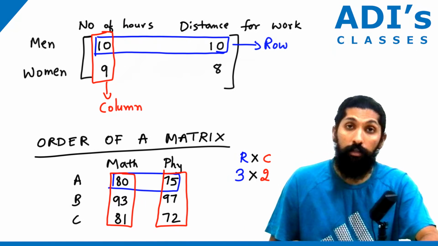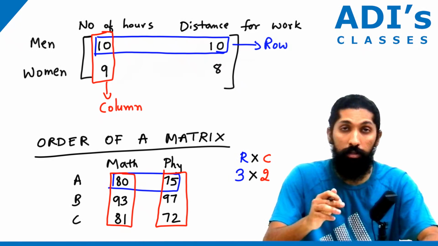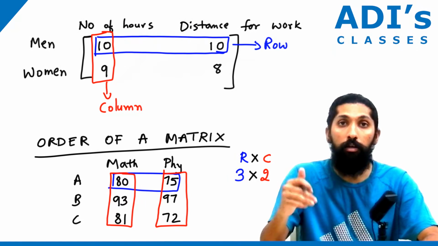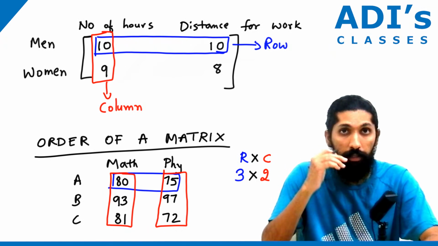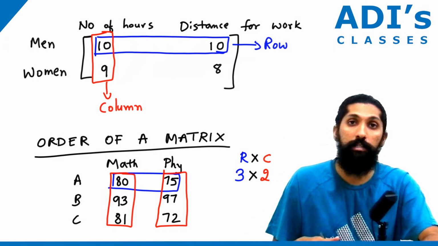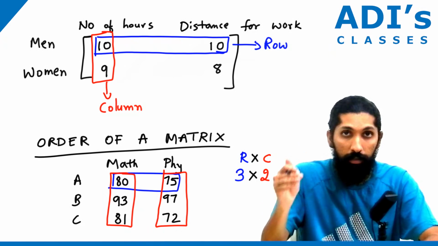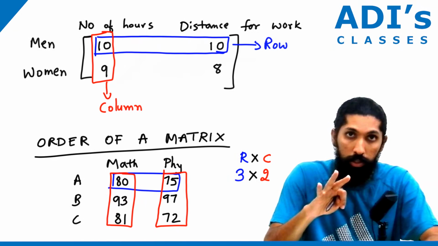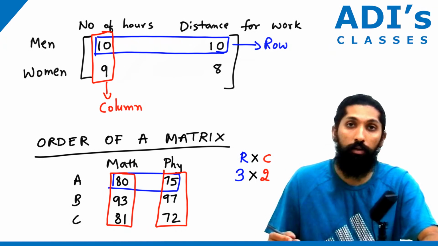Now what you see here, that 3 cross 2, it's not 3 into 2. We don't call it 3 into 2. You are not multiplying here. You are representing the matrix. So we call it 3 cross 2. So a 3 cross 2 matrix will have 3 rows, 2 columns. Okay, so here you have 3 cross 2.